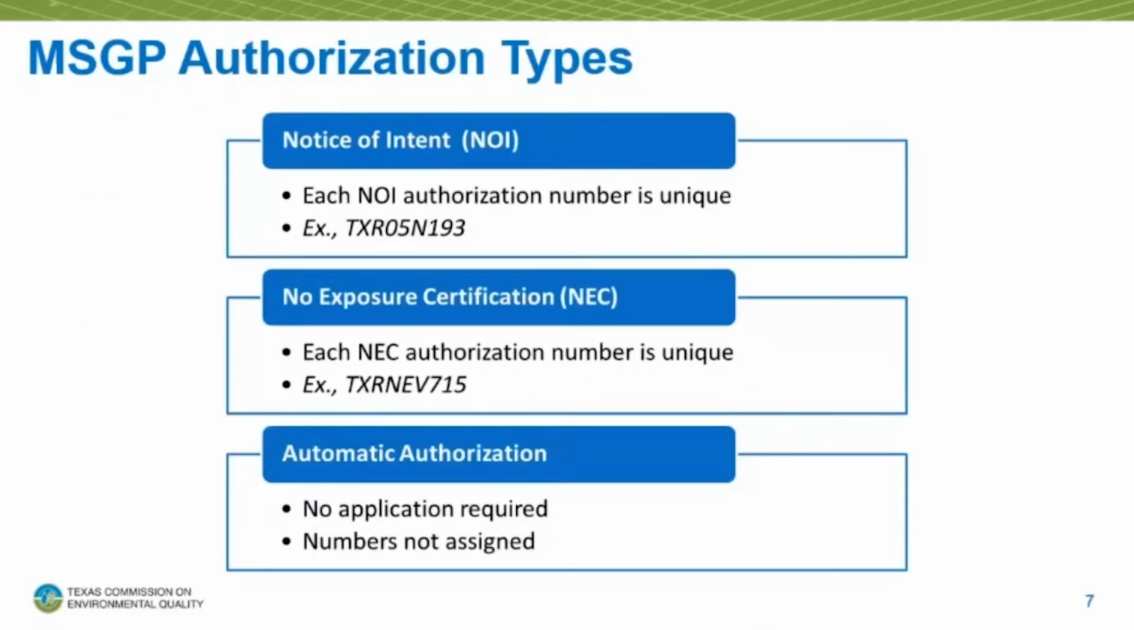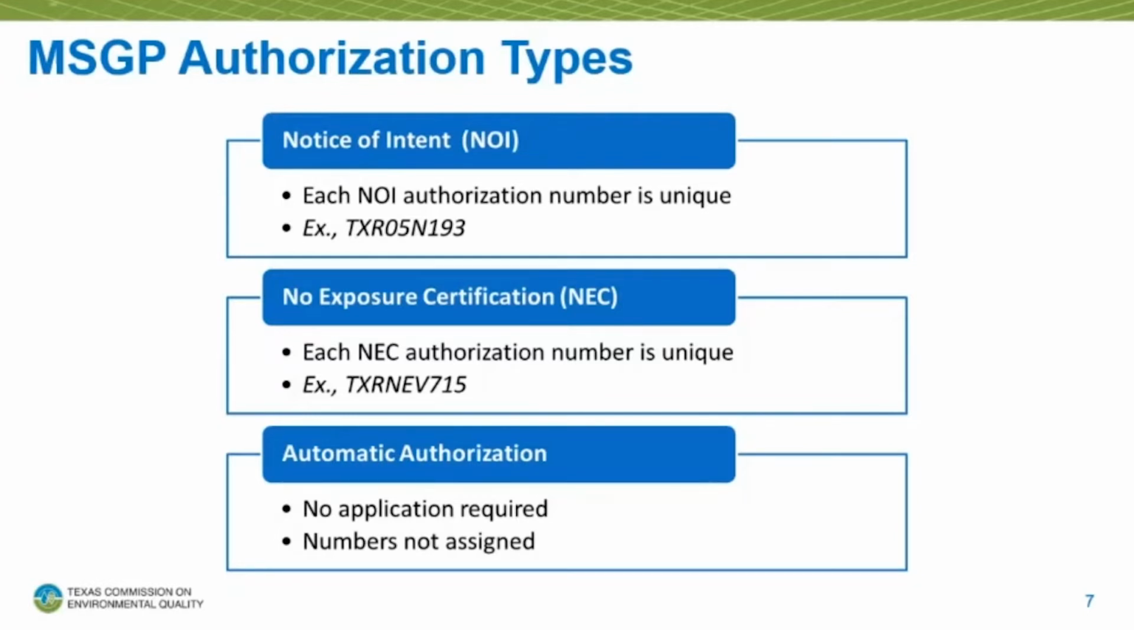Under the multi-sector general permit, there are 3 types of authorization that somebody could seek. The first one is a notice of intent, or an NOI. And so this is kind of the traditional form of coverage. You've identified that you need coverage under this general permit. And so you're going to submit your notice of intent, and you'll be issued a unique authorization number.